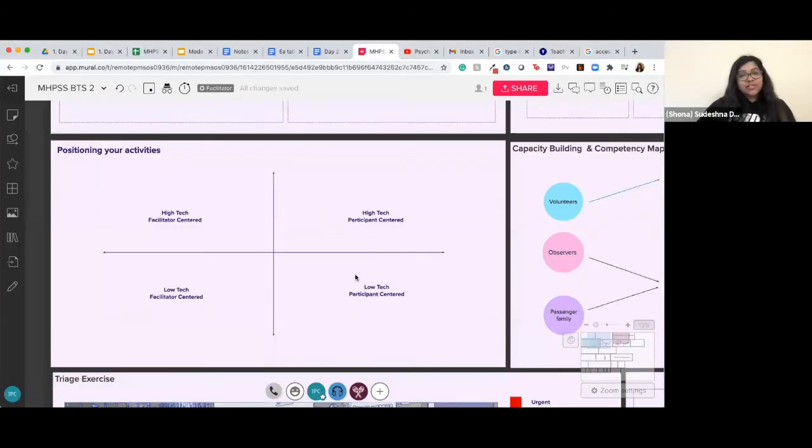Perfect. Thank you, Mel. And actually, talking about using technology, I think we were just trying to think about how to position our activities. So your y-axis is the technology aspect. It is low tech down below and high tech on the top. And then you're thinking about whether it is facilitator centered or participant centered. What I would say when I look at Mel's video is it is high tech facilitator centered. Essentially, a lot of it is the facilitator sharing all the material or all the resources that she has.